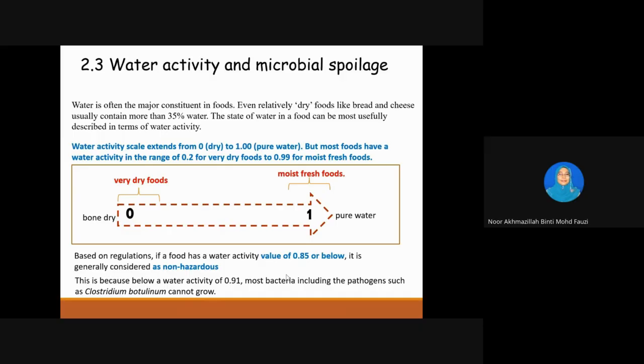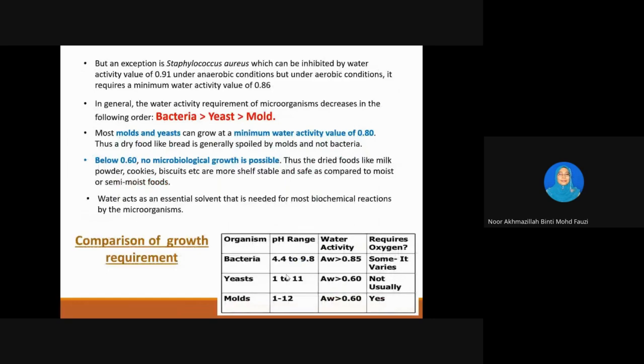That's why for foods that are quite moist, we try to remove the water content using different techniques such as dehydration and drying, in order to make sure that the water activity of these foods is below 0.85. But there is an exception for Staphylococcus aureus, which can be inhibited by a water activity value of 0.91 under anaerobic conditions, but under aerobic conditions it requires a minimum water activity value of 0.86.